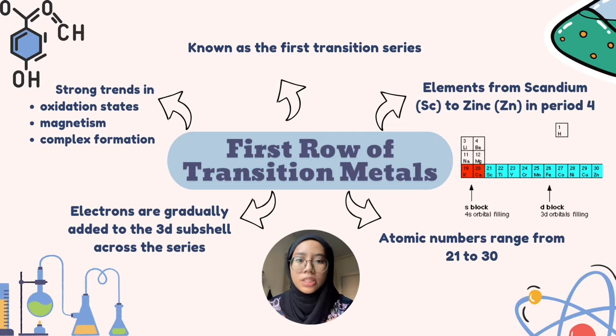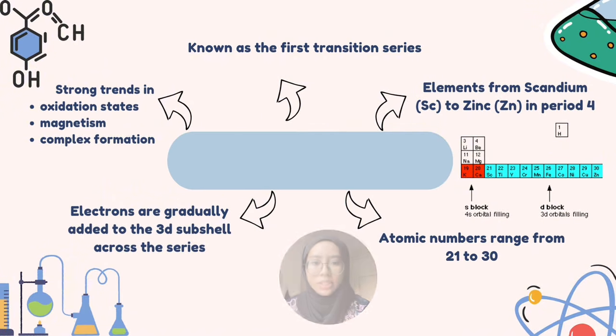Most elements in this series show multiple oxidation states, allowing them to participate in various chemical reactions. Many also form complex ions, especially with ligands such as water and ammonia. The first transition series shows clear patterns that help chemists understand how transition metals behave in reactions and applications.